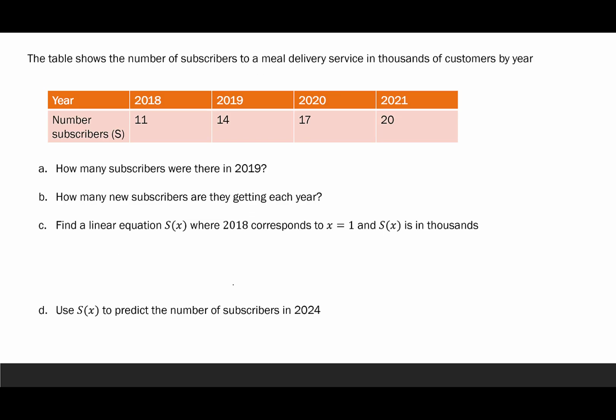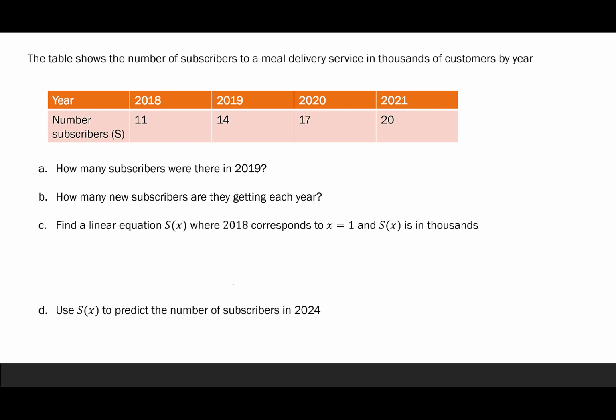So let's go back to thinking subscription services. So this table, again, I made these numbers up, but it shows the number of subscribers to a meal delivery service in thousands of customers by year. So in 2018, my made-up company had 11,000 customers. By 2019, it had 14,000. 2020 had 17,000, and 2021 had 20,000.